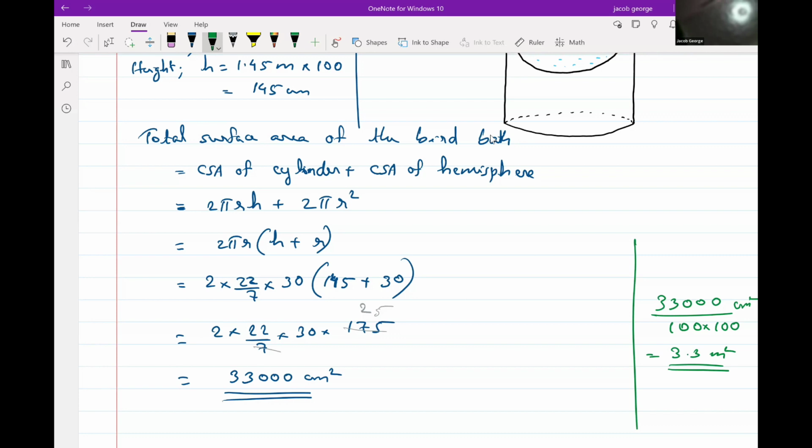Example 3, we will discuss at the end of this chapter. Now we are moving to exercise 13.2, based on volume. We have 13.1 and 13.2 only in this chapter. The other 2 exercises are deleted. So the sums based on these, you have to study thoroughly. Next, 13.2 is fully based on volumes. So let's start.